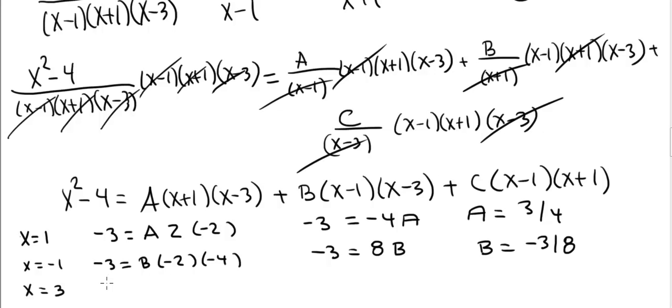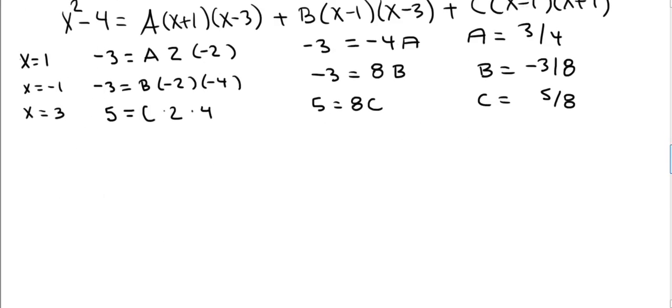Plugging in 3, 9 − 4, that's 5. The a and the b are gone because of x − 3. C times (3 − 1), that's 2, times (3 + 1), that's 4. So 5 equals 8c. And c is equal to 5/8.